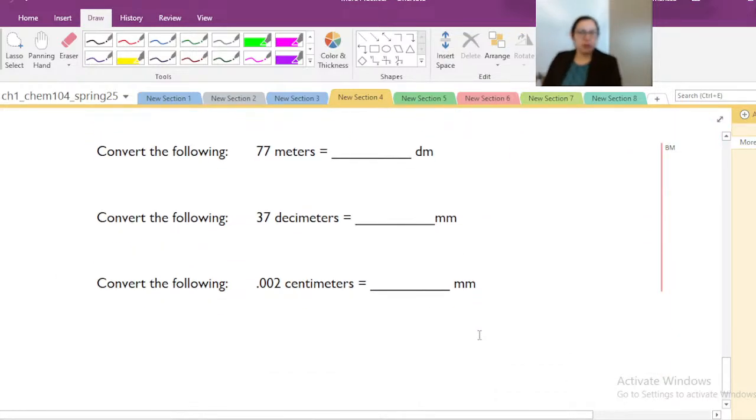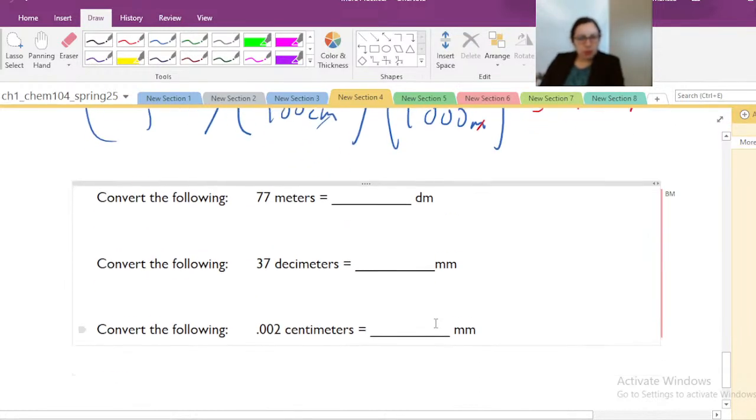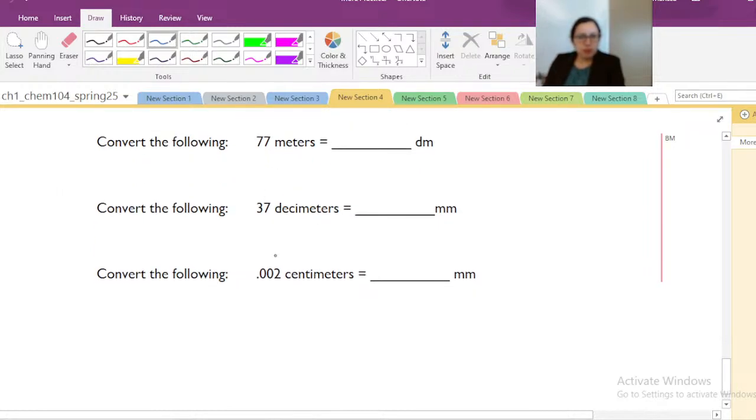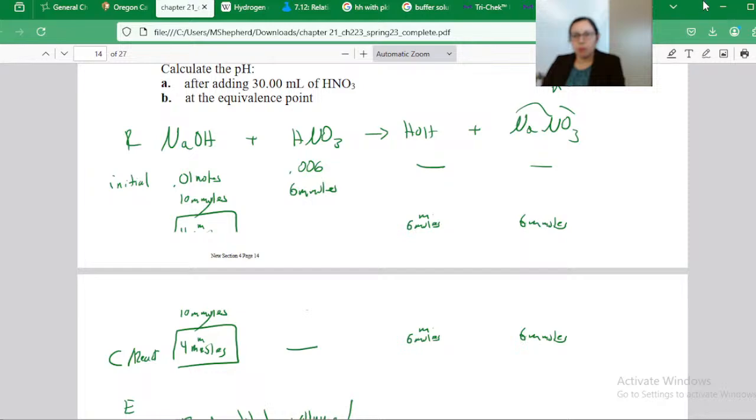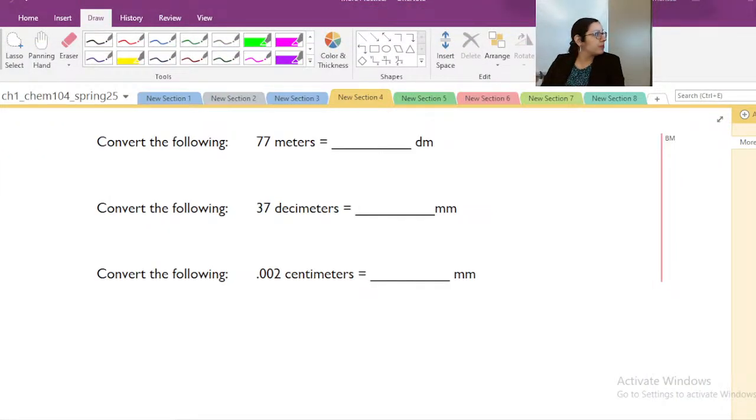All right, so we're just going to start by warming up on our unit conversions that we left off on. So the last three on this page, we have meters to decimeters, decimeters to millimeters, and centimeters to millimeters. So go ahead, try to warm up on those, and then we'll, of course, go over them. Oh, and I do have periodic tables.